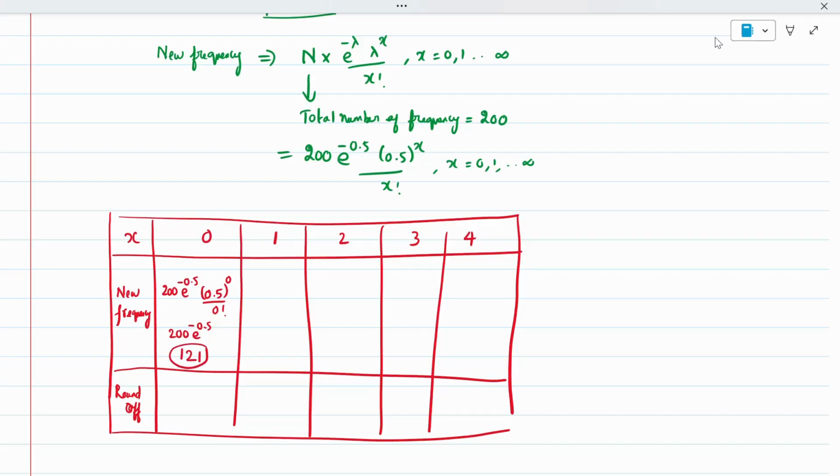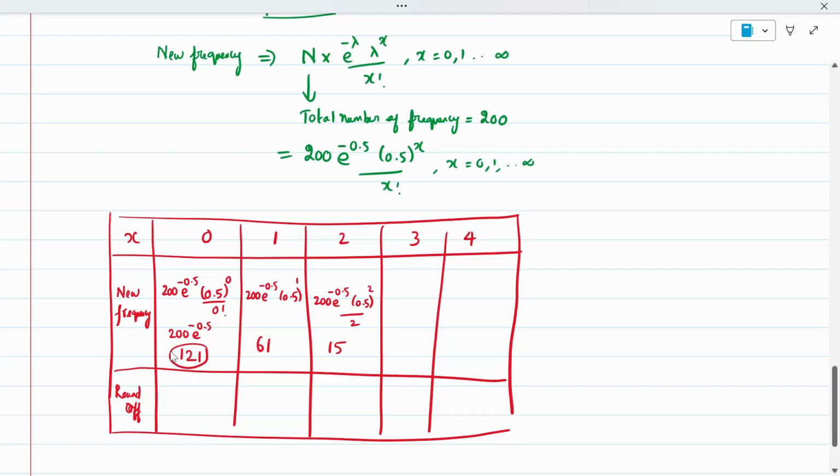Same way, when I do it for x equal to 1, 200 e to the power minus 0.5, 0.5 the whole power 1 by 1 factorial. When I multiply with the calculator, I will be getting the answer to be 61. Same way for 2, 200 e to the power minus 0.5, 0.5 the whole power 2 divided by 2 factorial, it's 2 only. So when I divide it, I am getting the answer to be 15. Same way for 3 when I do it.